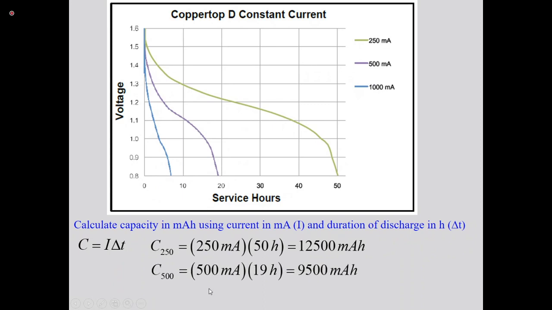Now at 500 milliamps, that is a service time of 19 hours, and that comes out to 9,500 milliamp hours. And at 1,000, it's way over here. It's only like 6.5 hours, so that comes out to 6,500 milliamp hours. So see, the capacity of the battery goes down pretty steeply depending on how much current is drained from it.